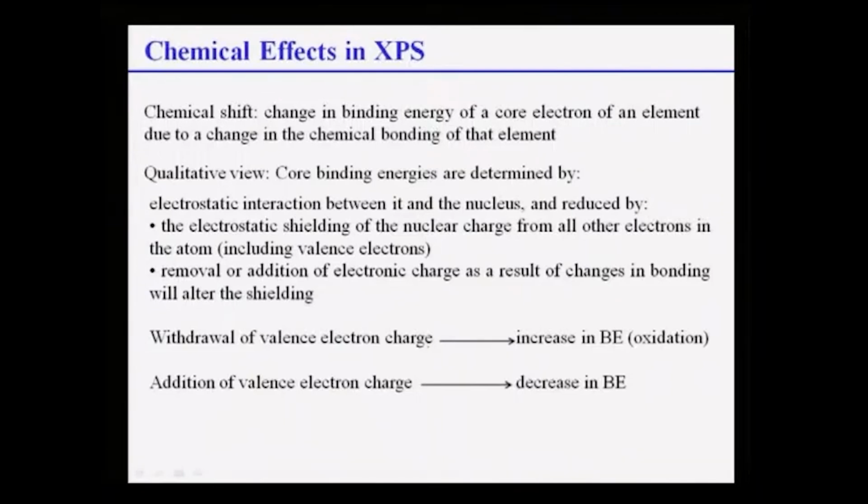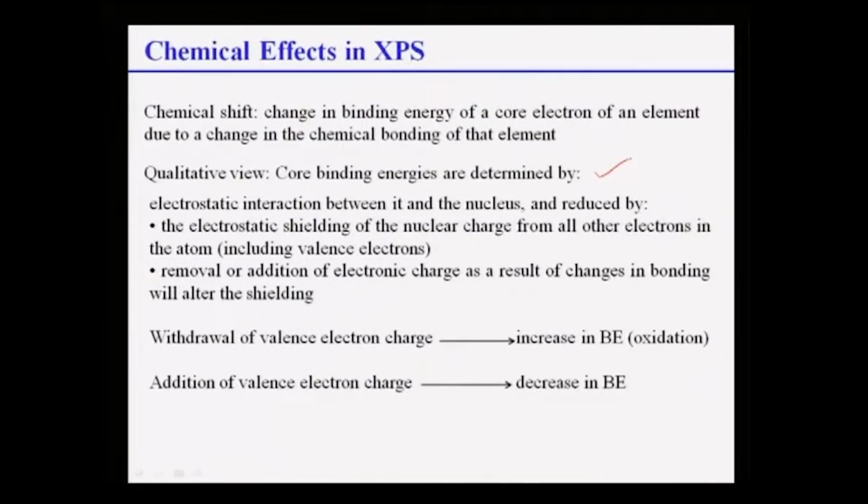What is the qualitative view of this? Core binding energies are normally determined by what? Electrostatic or Coulombic interaction between the electrons and the nucleus. As you know, the nucleus is a positively charged species, electrons are negatively charged species. So there is a Coulombic interaction between these two. This interaction is what is basically leading to the core binding energies.